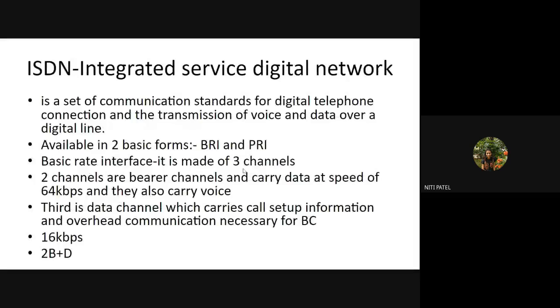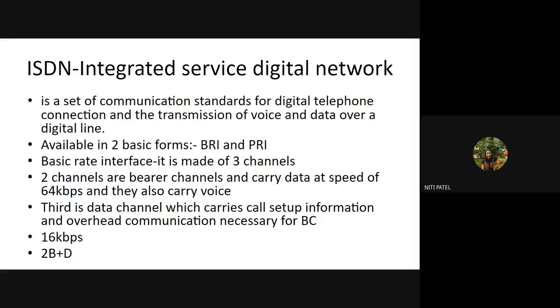Then we had seen what is ISDN, Integrated Services Digital Network. This also provides internet connectivity. It allows us to transfer not only digital data but also analog signals. There are two types of ISDN: the basic rate interface and the primary rate interface. BRI has three channels, out of which two channels are used for transferring the data and one is used for setting up the connection. So we also call it 2B plus D.